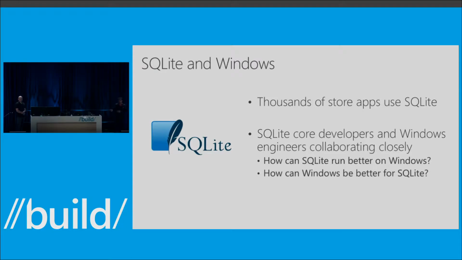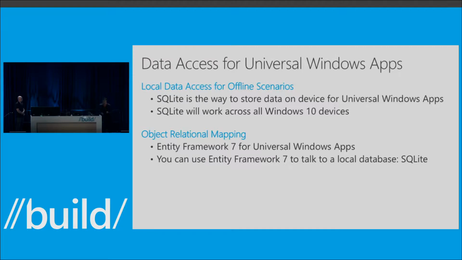And our core engineers talk to them on how we can evolve SQLite and what changes we can make to the operating system so that when the two come together, you get better performance as a user and a developer. SQLite is also a great way to do local data access in your Universal Windows applications. It works great on all the devices in the family, especially resource-constrained devices such as mobile phones and devices that comprise the Internet of Things.